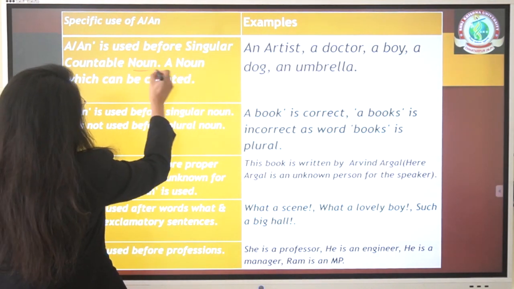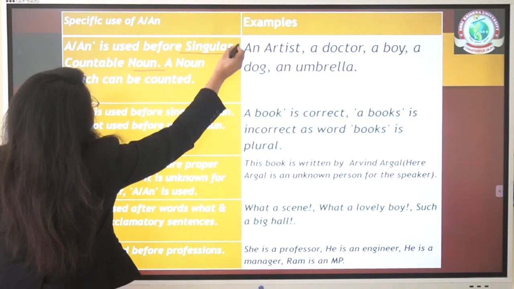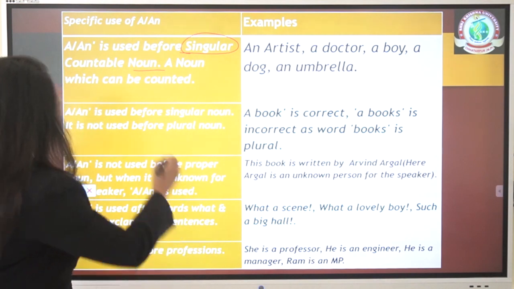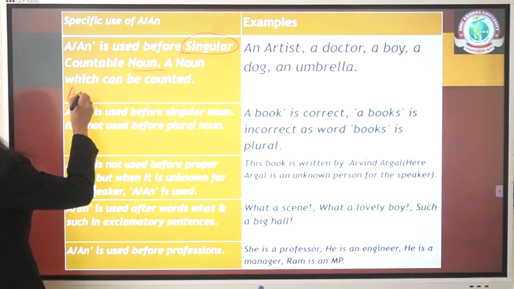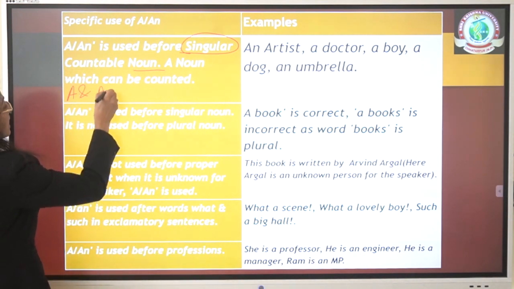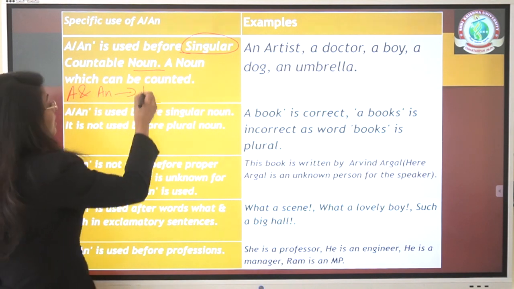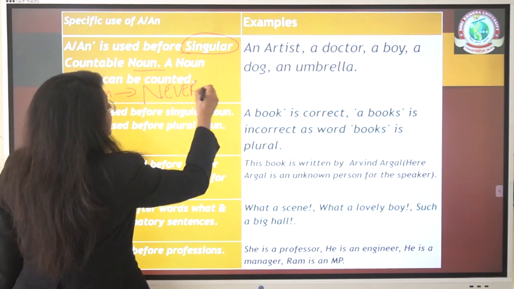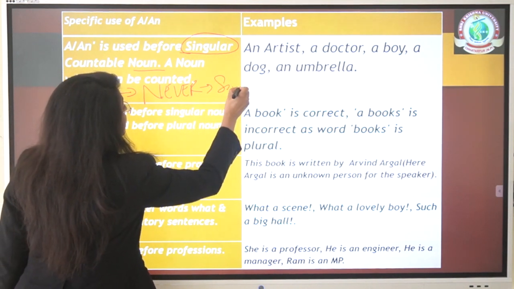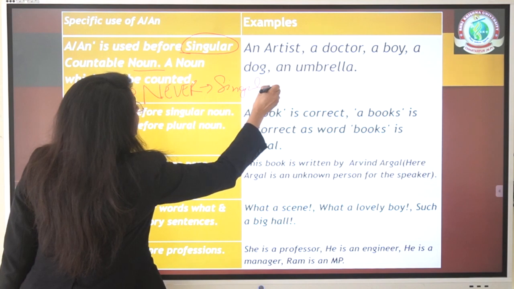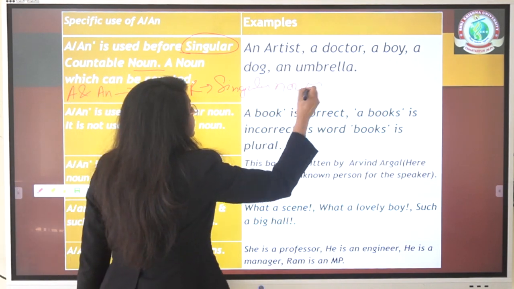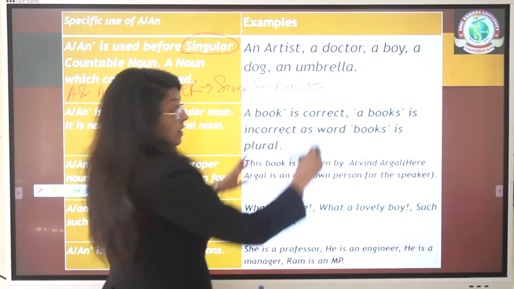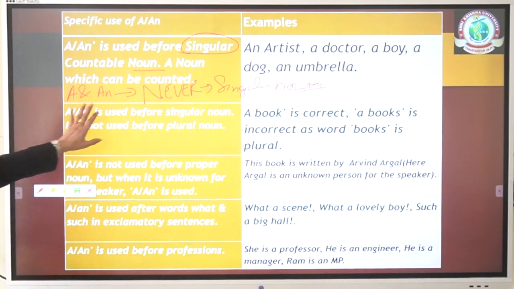This is the basic rule, singular. No matter what, it will never be used. A and AN will never be used in front of a singular noun. Never used in front of a singular noun. Remember, this is the one most important rule.